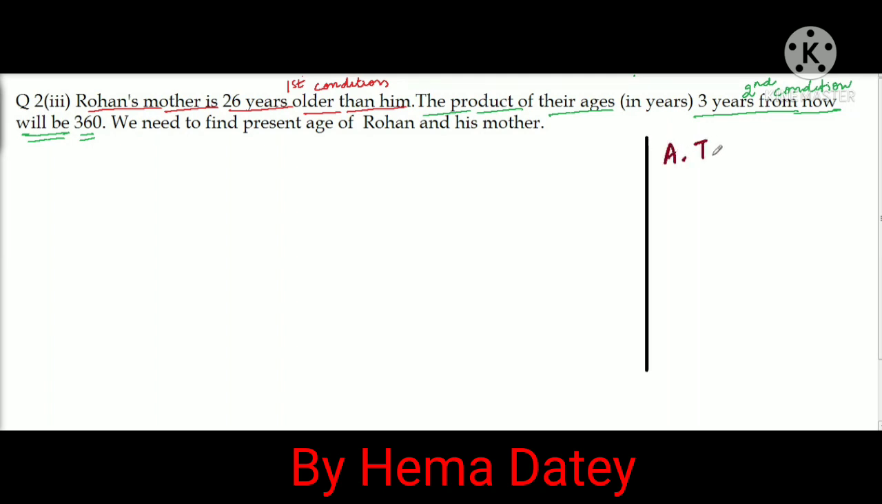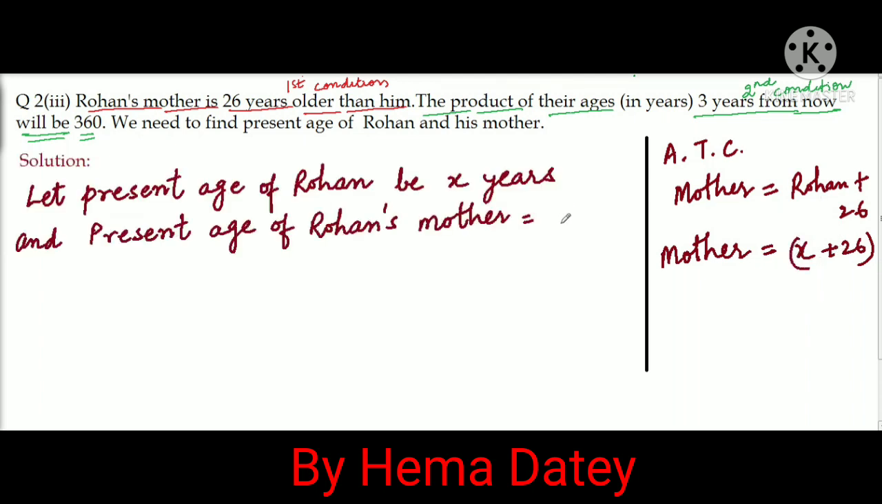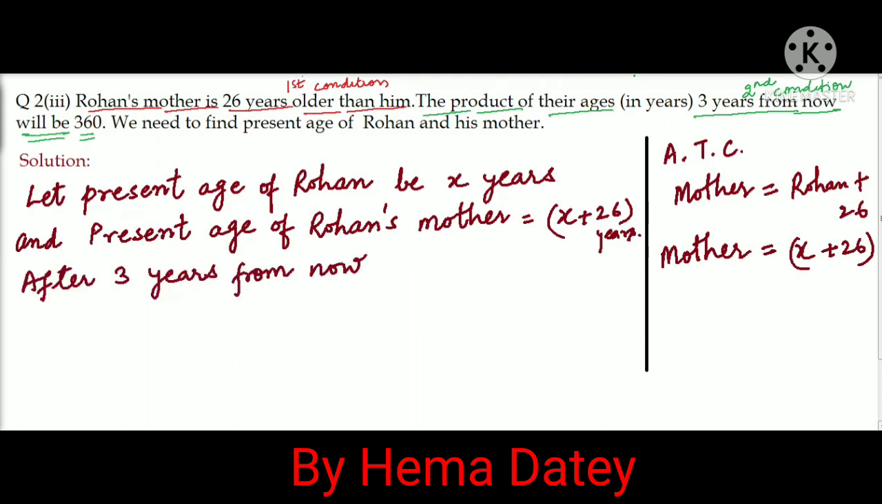Now, according to the condition, first of all, we'll see that Rohan's mother is 26 years older than him. It means mother's age is equal to Rohan's age plus 26. If we take Rohan's age x years, then his mother's age will be x plus 26 years. So let's start the solution. Let the present age of Rohan be x years and the present age of Rohan's mother is equal to x plus 26 years.